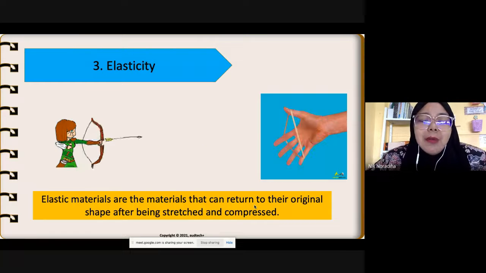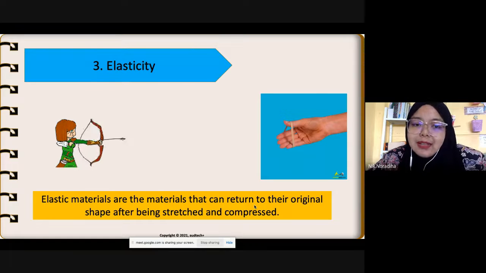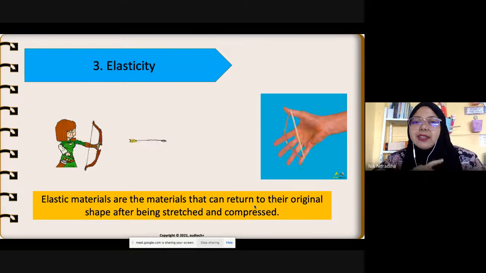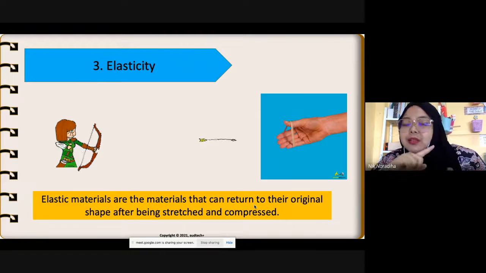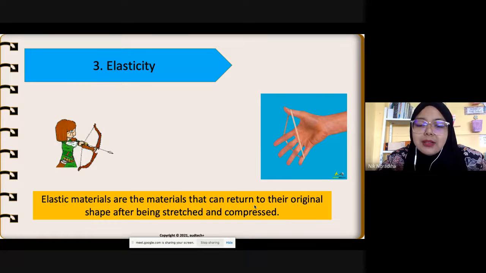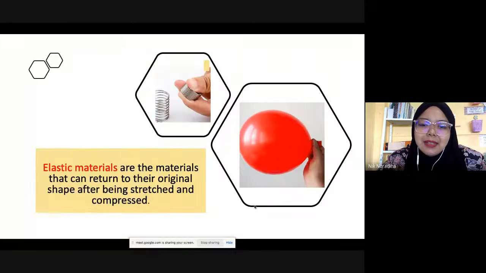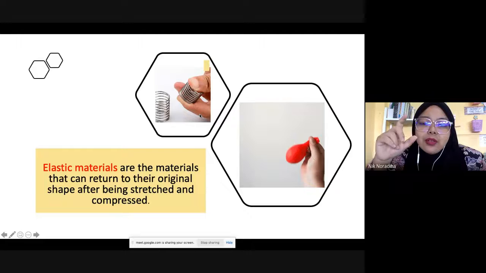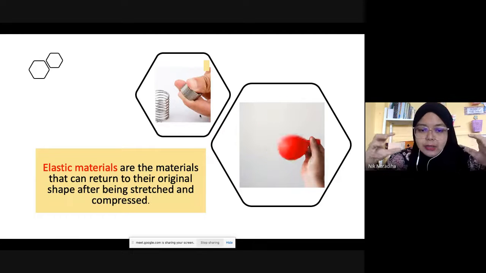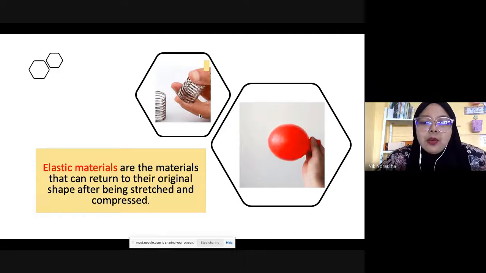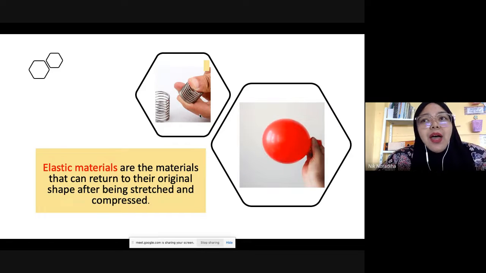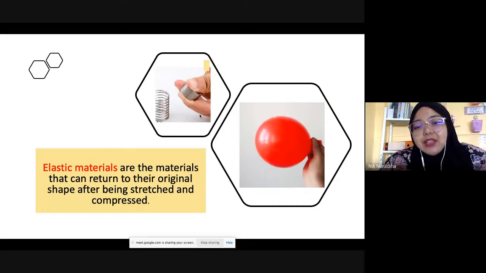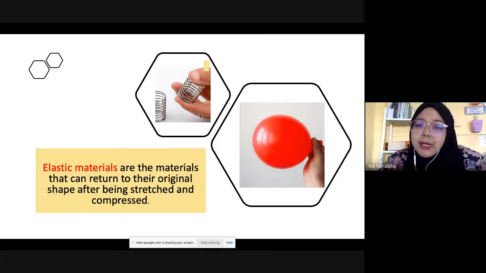Some of the objects that you can test for elasticity are a spring, a rubber band, or a balloon. A spring you can compress and also stretch. And also a balloon. So why do we call that object elastic? It means they can return back to their original shape.